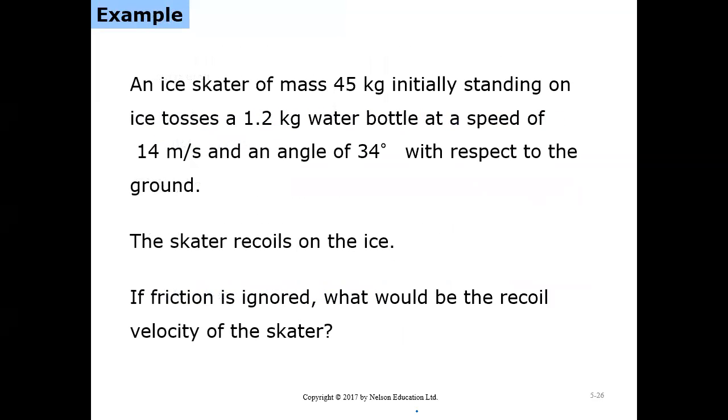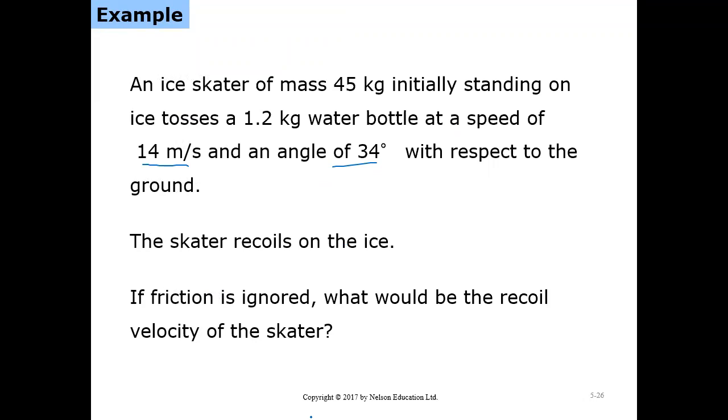Now we have a question that we have to solve. Ice skater of mass 45 kilogram initially standing on ice. Again, now it's a numerical problem we have to solve. She tosses a 1.2 kilogram water bottle at a speed of 14 meters per second at an angle of 34 degrees with respect to the ground. So there's a picture in the next slide, so I will go there.